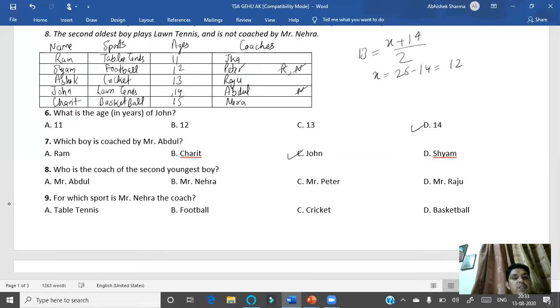Thereafter, the eighth question, who is the coach of the second youngest boy? So the second youngest boy is the 12-year-old boy, that is Sham, and the coach of Sham is Mr. Peter. So here the answer will be Mr. Peter. Thereafter, question number 9, for which sport is Mr. Nehra the coach? So Mr. Nehra coaches basketball. So friends, the answer will be D here, right? So we see that once we are done with the arrangement, we can give the answers to the questions very easily, right?